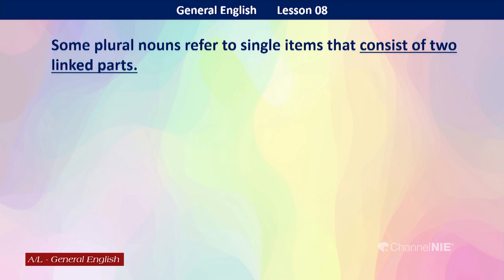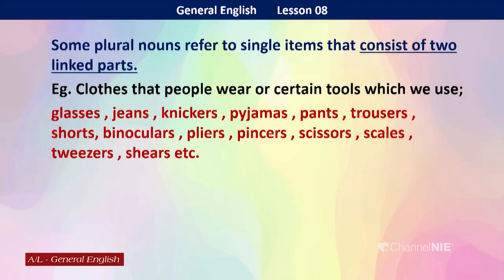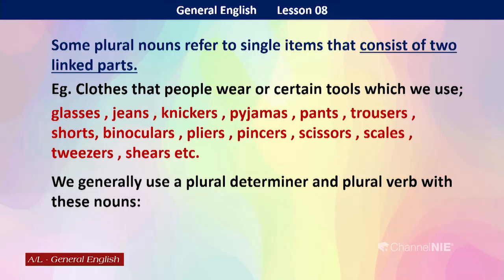Then some plural nouns refer to single items that consist of two linked parts, like clothes that people wear or certain tools which we use in our day-to-day life. Although they consist of two linked parts, we take them as plural nouns, like glasses, jeans, knickers, pyjamas, pants, trousers, shorts, binoculars, pliers, pincers, scissors, scales, tweezers, shears. We will further discuss them, right?